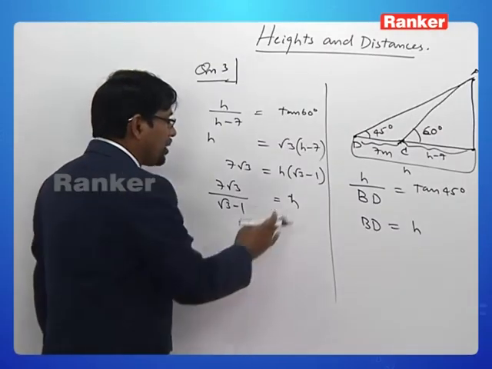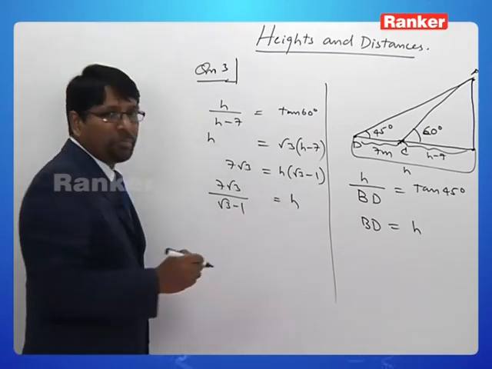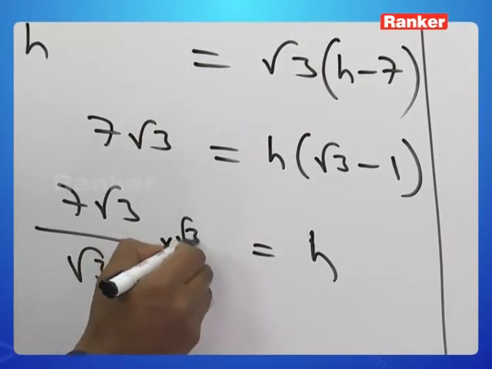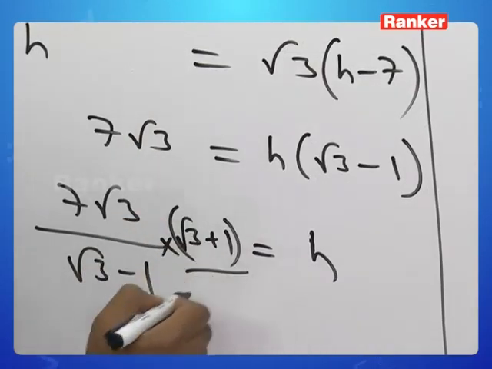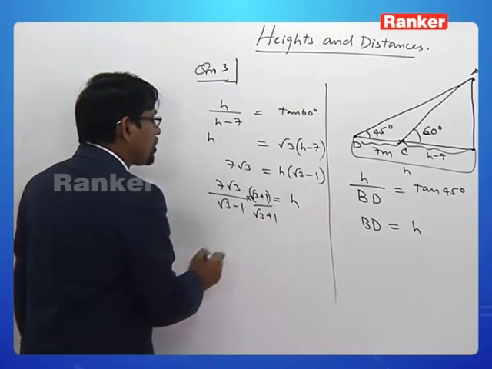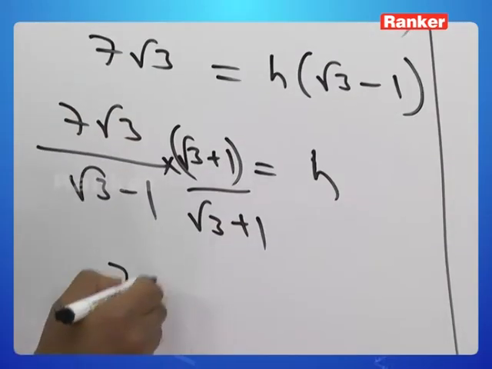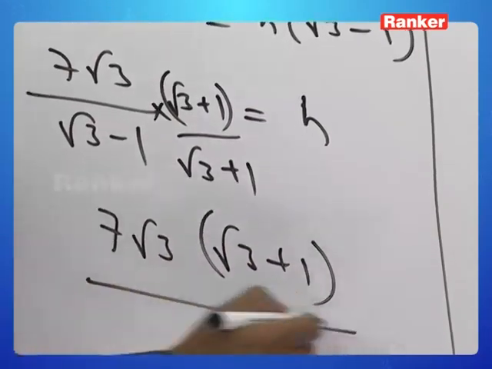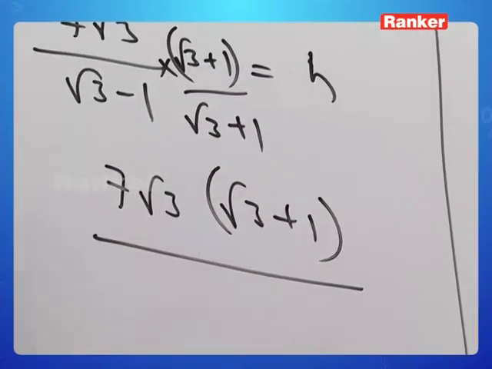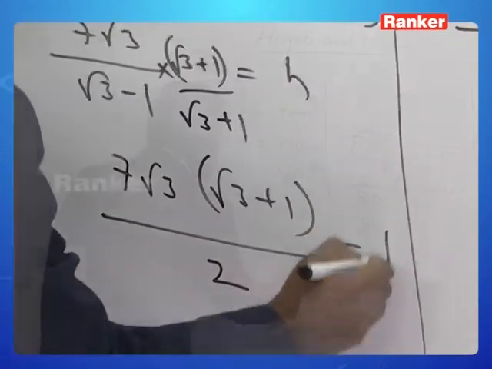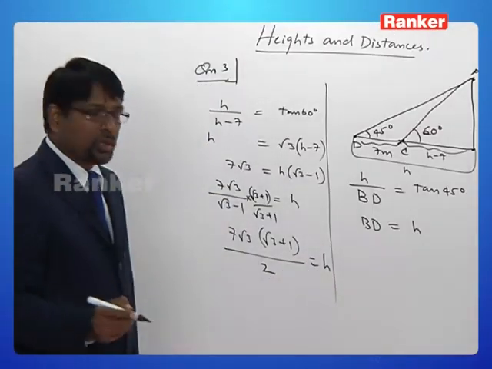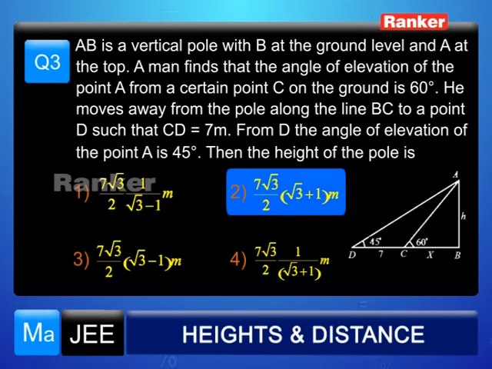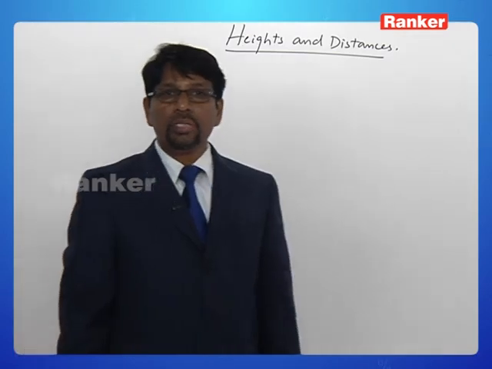Now, that can be rewritten this way. We will multiply and divide by root 3 plus 1. That is, we are rationalizing the denominator. So, what do we get here? We then get 7 root 3 into root 3 plus 1 in the numerator, and in the denominator it becomes 3 minus 1, that is 2. That is equal to your H. So, the right option is option 2. Option 2 is the right answer. Let's move to the next question.